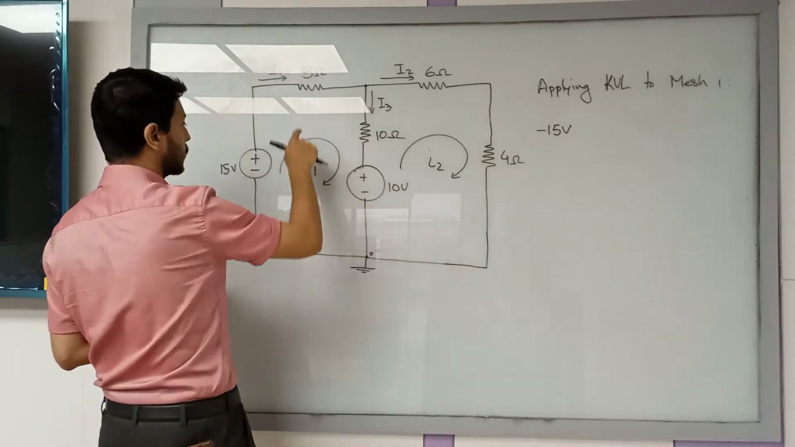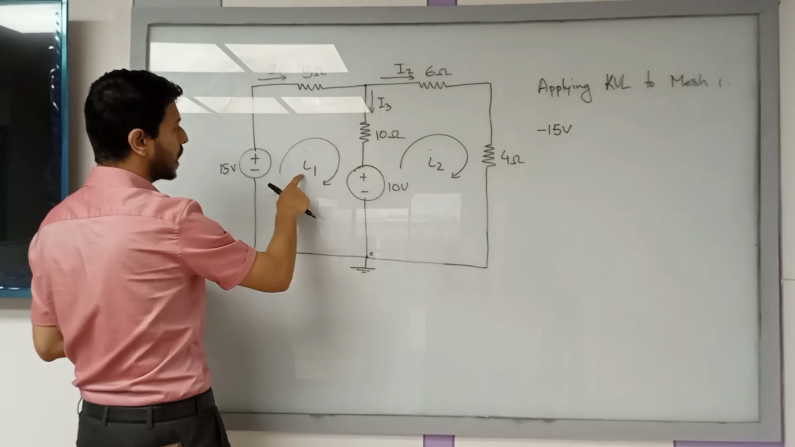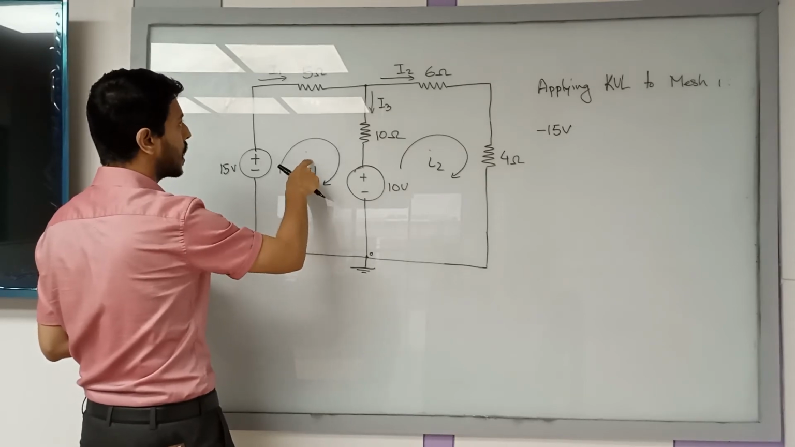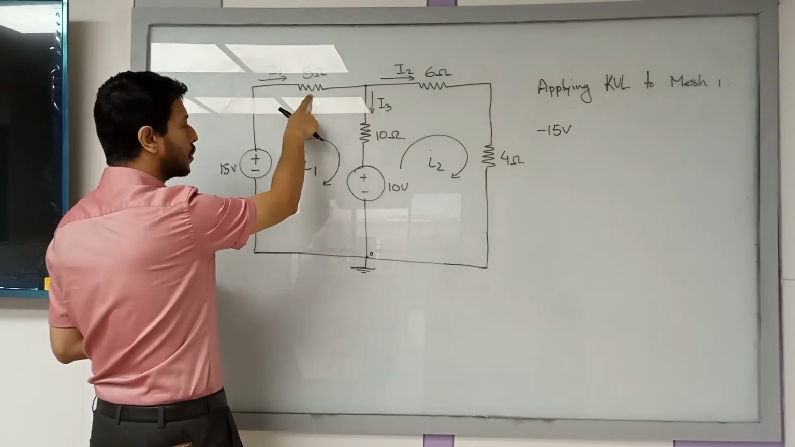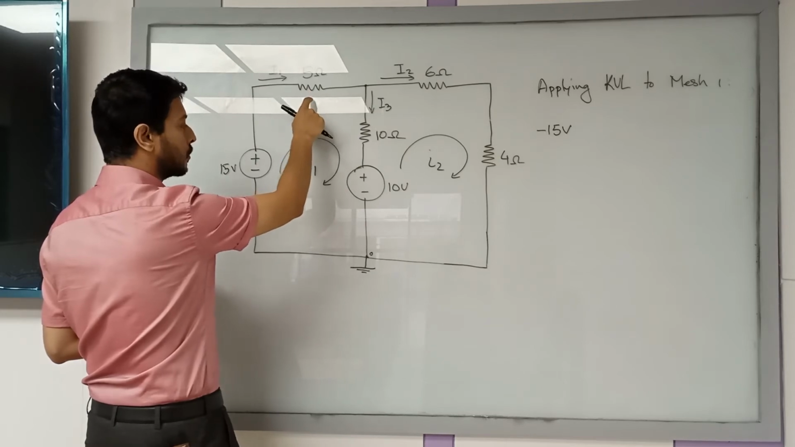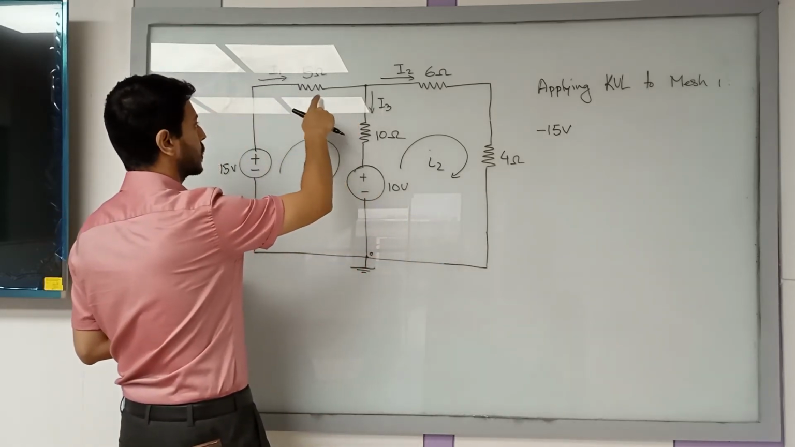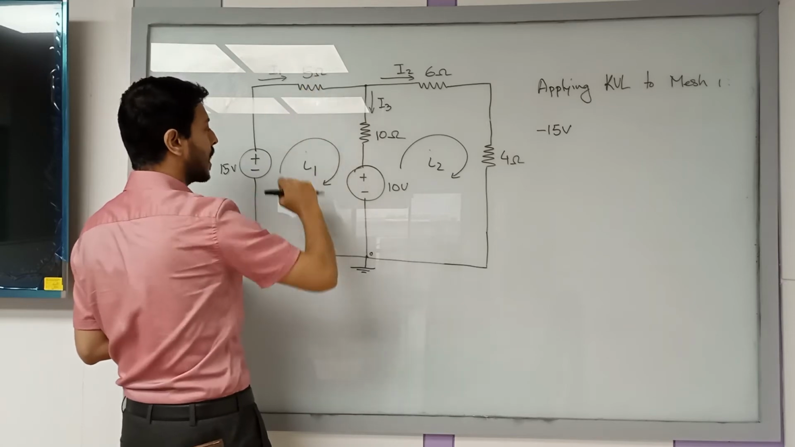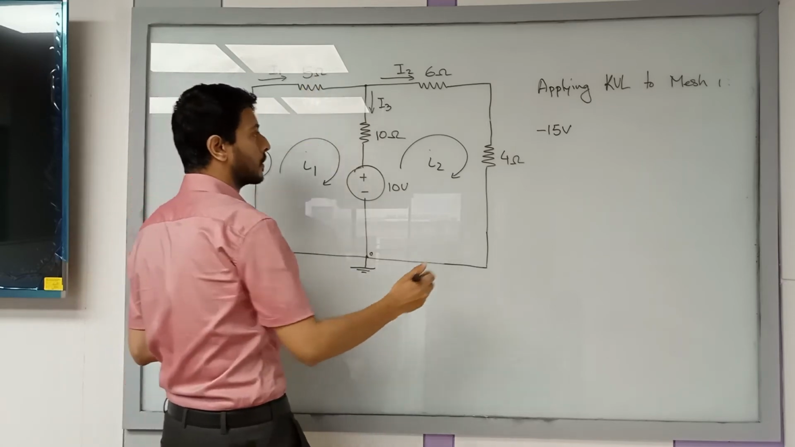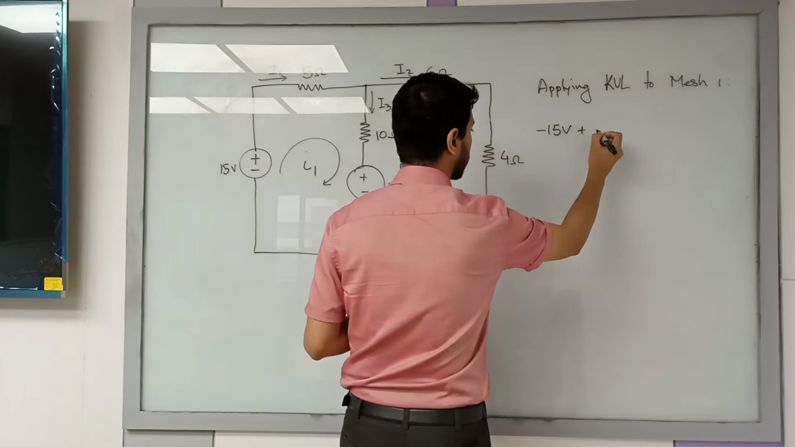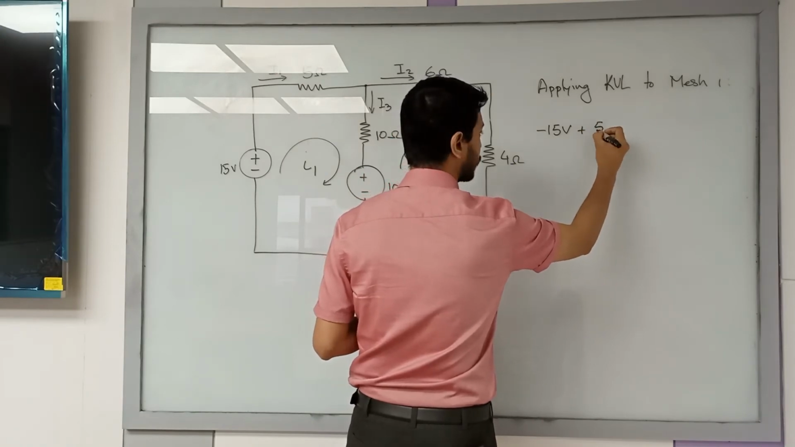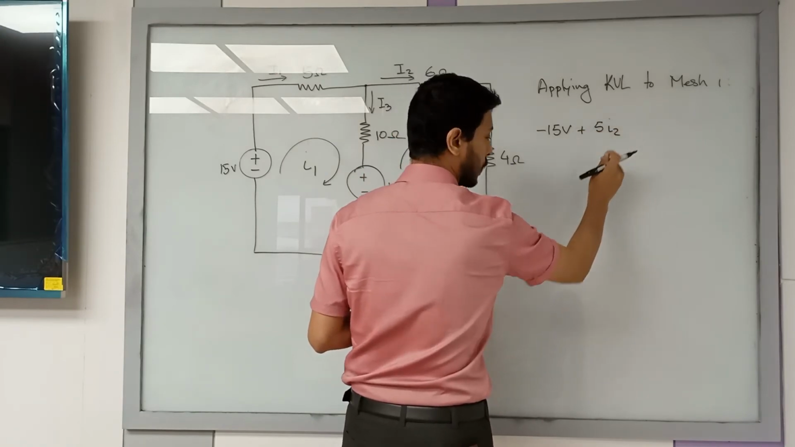Here the mesh current is I1, so I1 times this 5 ohm will give you the voltage drop over here. I1 is flowing in this direction, so I1 times 5 ohm will give you the voltage drop, so it will be positive. So 5 times I1.